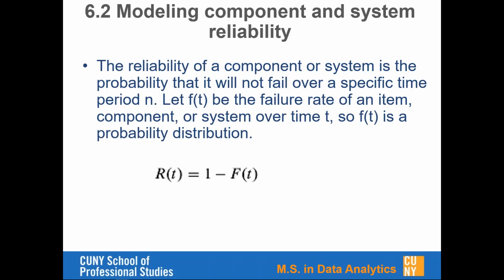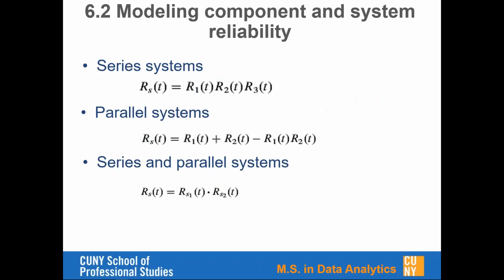Here we're trying to model component and system reliability, and the reliability is defined as 1 minus the probability distribution function of the failure, right? So if F(t) is the failure rate of the item, and F(t) is the probability distribution, then you can get the reliability.